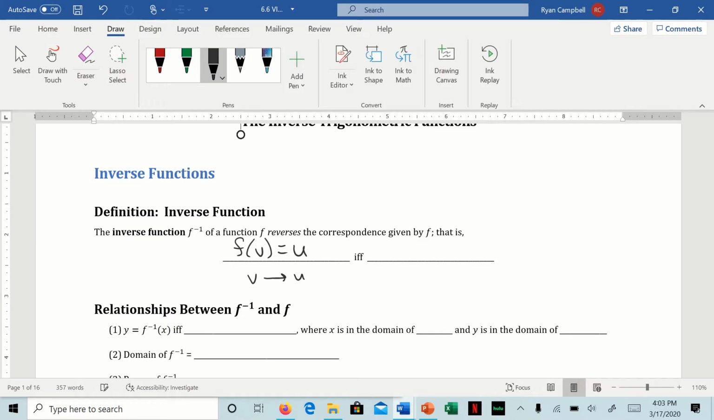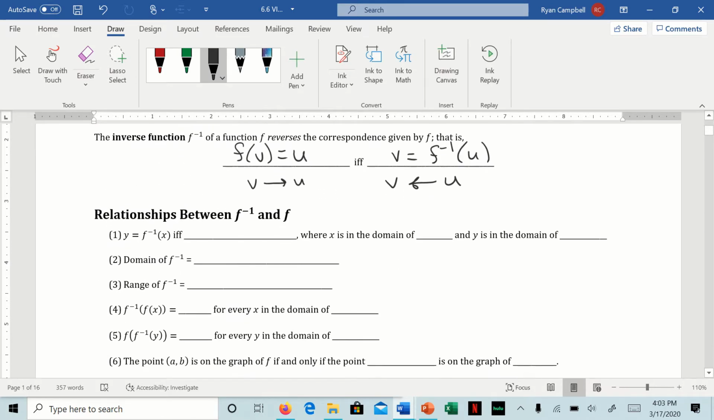When you plug in v, you get u, right? Then the inverse function should be doing the exact opposite. It should be letting u go to v, right? So v should equal the inverse of u.